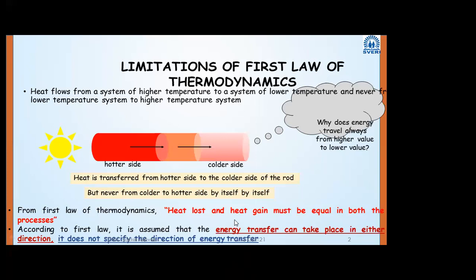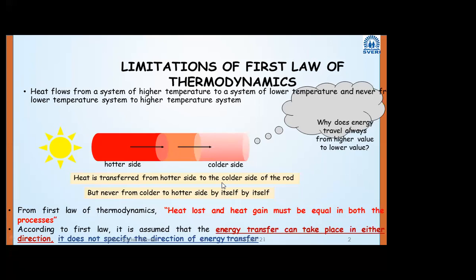So we'll tell the limitations. We'll start so that I can understand what you have learned. What limitations do you know for the first law of thermodynamics? Let somebody explain.